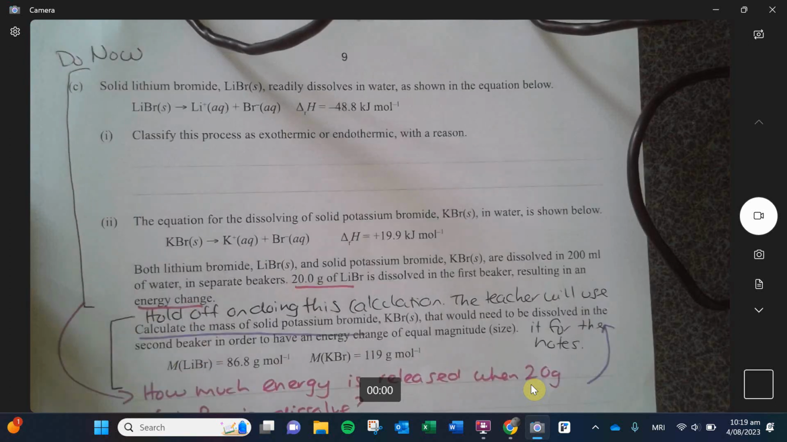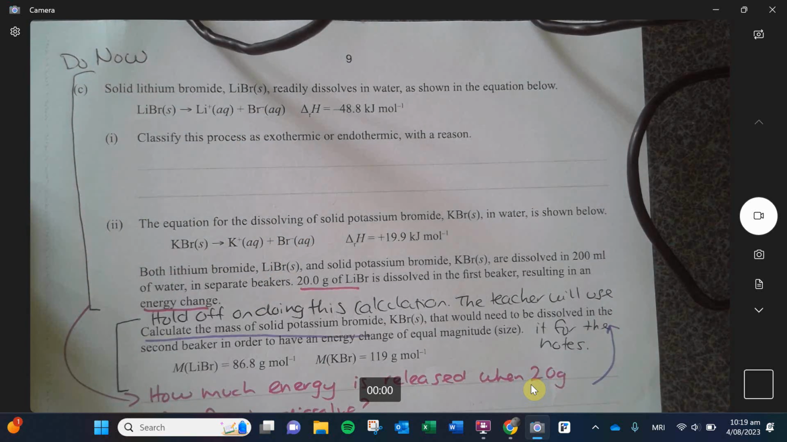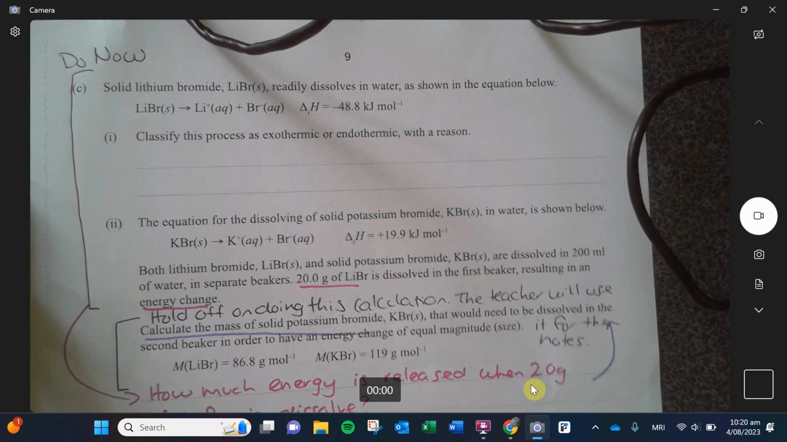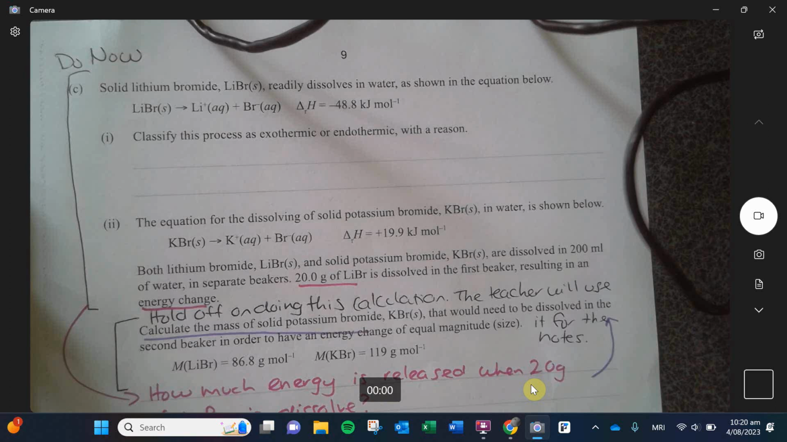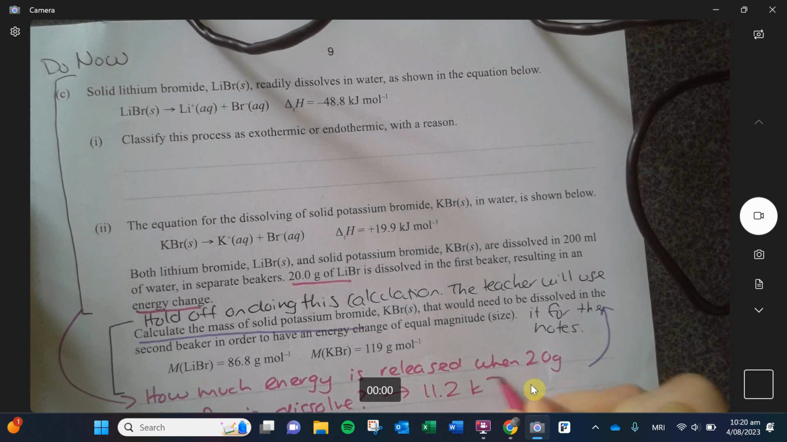It's also confusing that one is exothermic and one is endothermic, so be mindful they were asking for the same energy change. So just the same value of energy change. So in this case, one is releasing that much energy. How much potassium bromide would you need to absorb that same amount of energy? So if we were trying to balance the two out. For this one here, you should have gotten 11.2 kilojoules of energy as your answer.